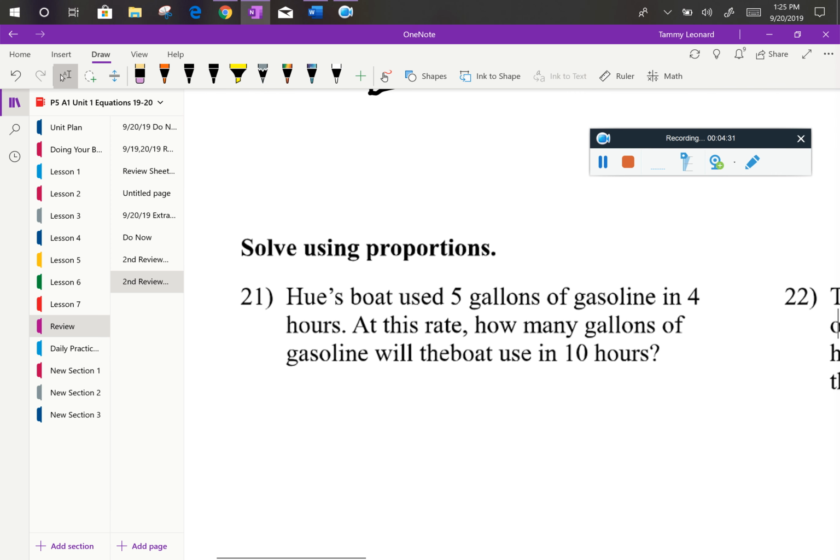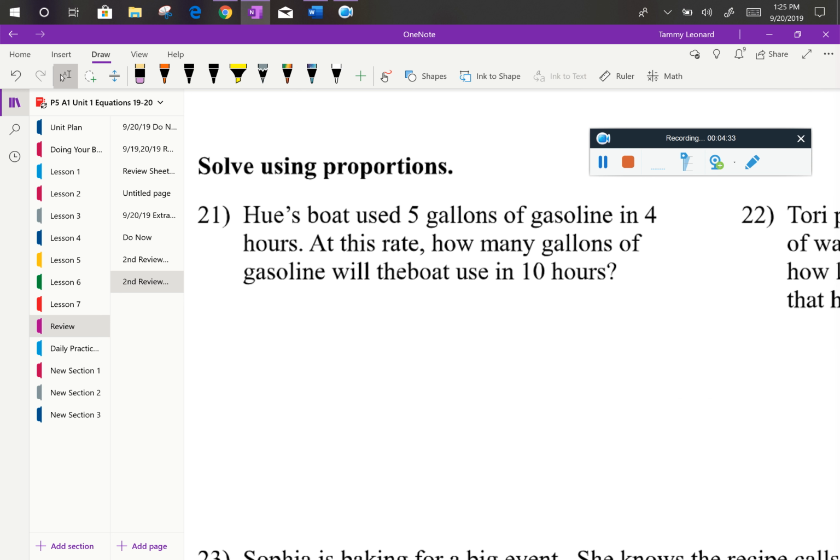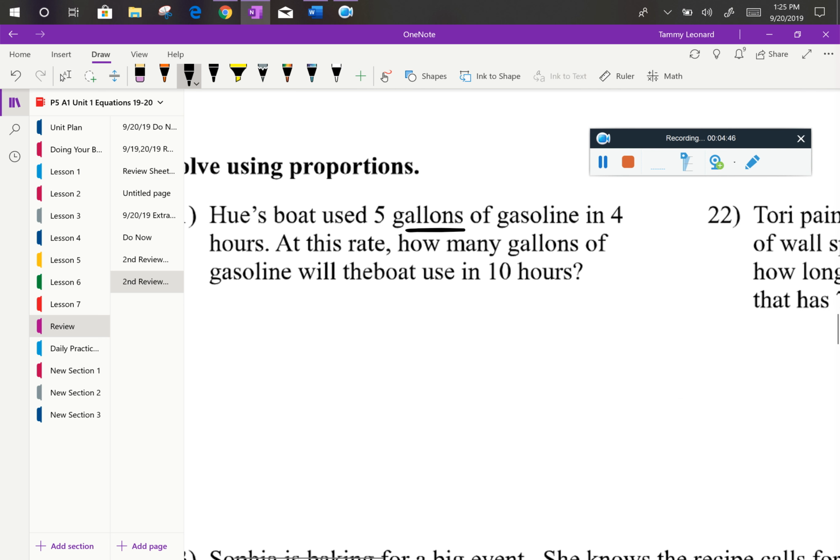Next, we get into word problems that are still using proportions. Hugh's boat used 5 gallons of gasoline in 4 hours. At this rate, how many gallons of gasoline will the boat use in 10 hours? All right, we have gallons and hours. So 5 gallons being used in 4 hours. That means we need gallons and hours to be set up the same way on the other side.